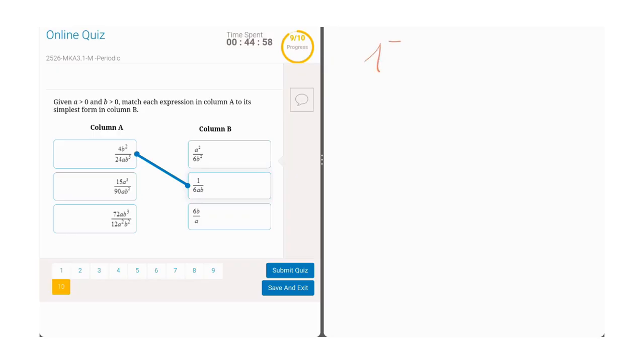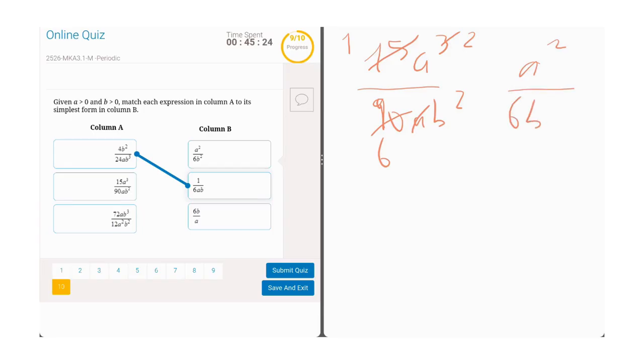Next expression, we have 15a cubed over 90ab squared. Here we can cancel out 15 and 90, being 1 and 6. a cubed and a will become like this. It will become a squared over 1. So we're left with a squared over 6b squared, because b squared doesn't change. That is an option. So that means that a squared over 6b squared is the simplest form of this.